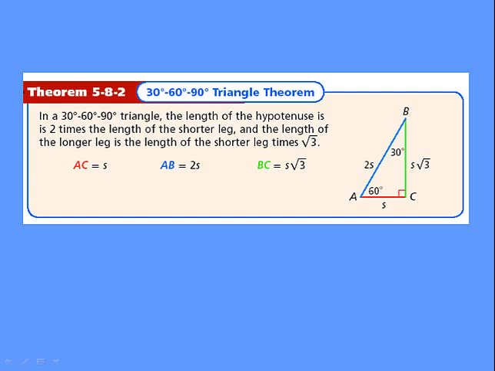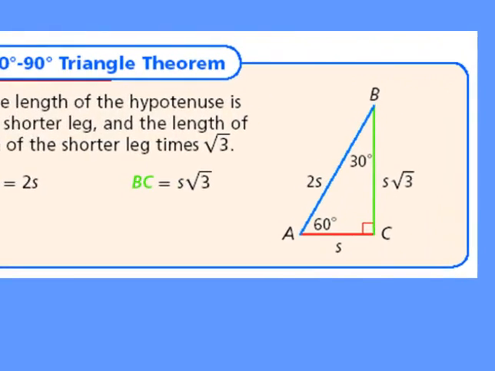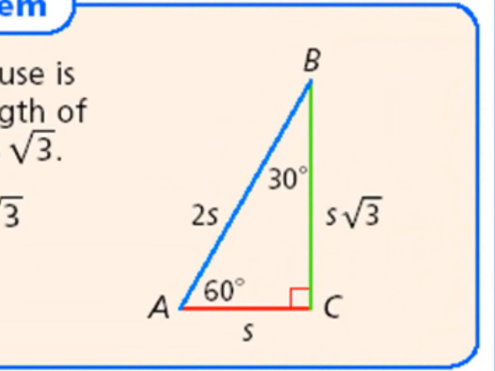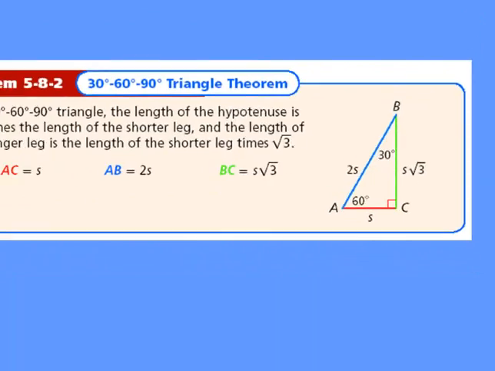Okay, our next theorem for section 8 is your 30-60-90 triangle theorem. This triangle has a 30-degree angle, a 60-degree angle, and a 90-degree angle. And once again, we're going to pay attention to the picture on the right side, and it's going to tell us how long each side measures. Notice the variable here is s. If we can find out what s is, we can fill in the rest of the side lengths.